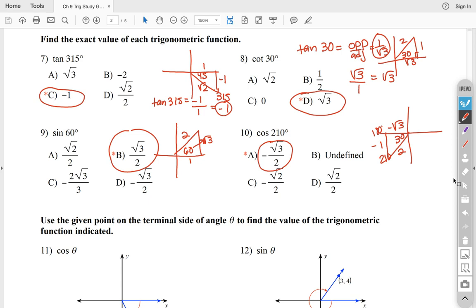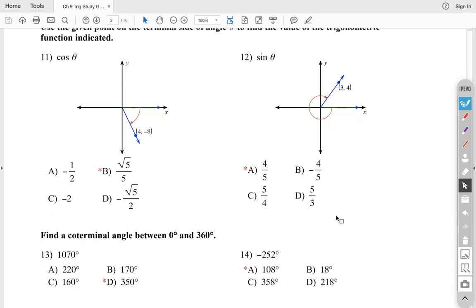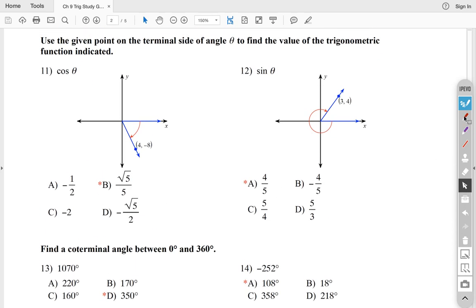All right, let's finish some more here before we move on. So make sure you get those written down. All right, so let's look at 11 and 12. 11 and 12 are a little bit tricky because you have the points. You're going to be drawing your triangle here. Now 4 is your x, it looks like, so that's going right. So that's x is 4. Down, your y value is negative 8.